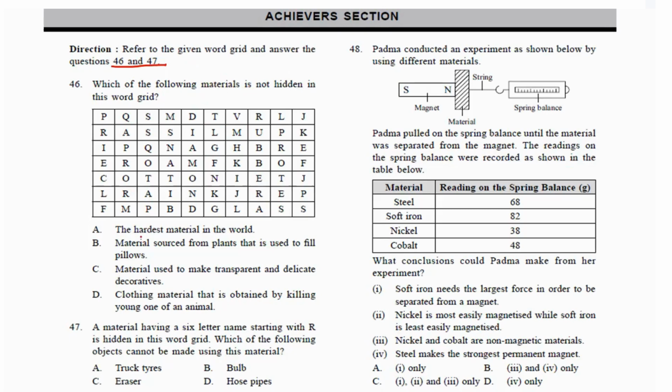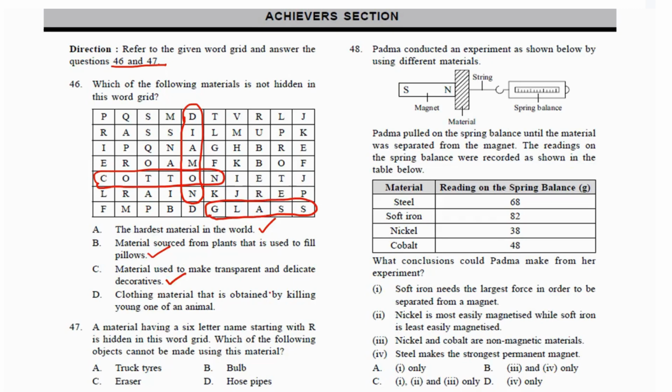Let's see. The hardest material in the world. So what is the hardest material in the world? It is the diamond. So diamond is present in the grid, right? Material sourced from plant that is used to fill pillows. So the material that is used to fill pillows is the cotton, right? So where is cotton? Here is cotton. We got it. Right? Okay. Material used to make transparent and delicate decoratives. So transparent and delicate decoratives, what can we use? We can use a glass material, right? So glass is also present.